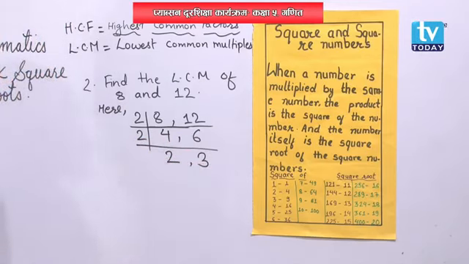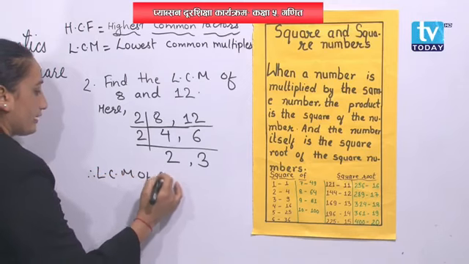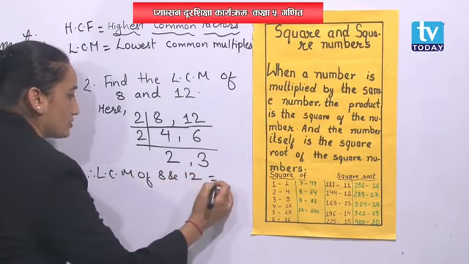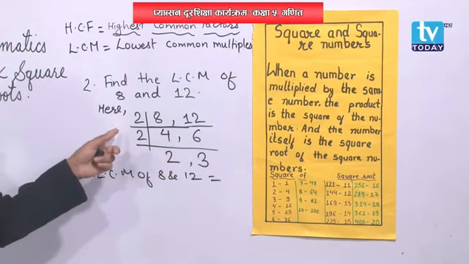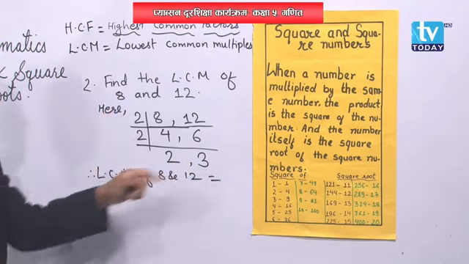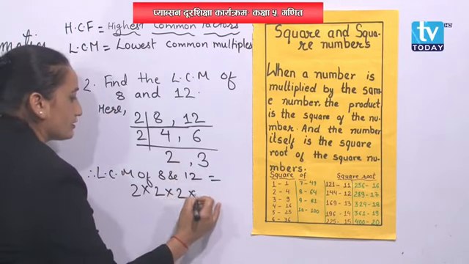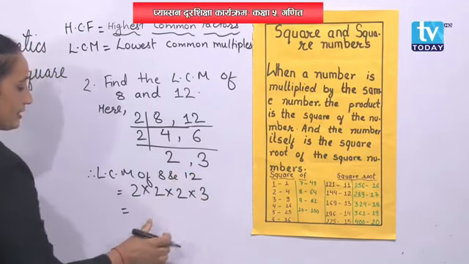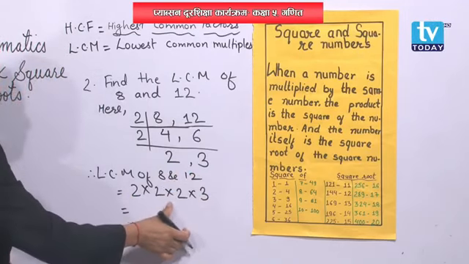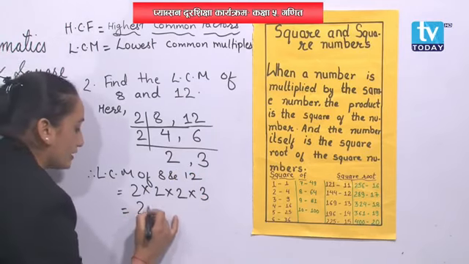Now students, you have to find the LCM. Therefore, LCM of 8 and 12 equals 2. Let's multiply all these numbers because they are the multiples, right? Let's multiply all these numbers now. 2 into 2 into 2 into 3. What will be the answer? You can write over here 2 times 2, 4. 4 times 2 is 8. 8 times 3 is 24.